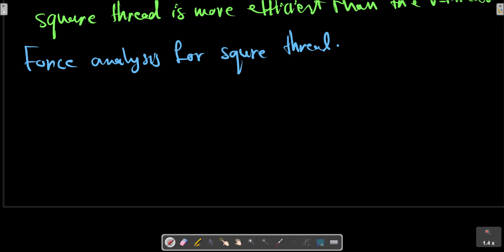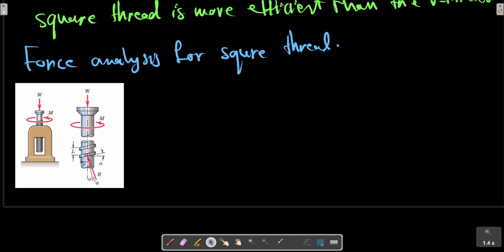Consider the square threaded jack shown in this picture under the action of the axial load W and a moment M applied about the axis of the screw as shown in the picture. The screw has a lead L, advancement per revolution, as shown here.